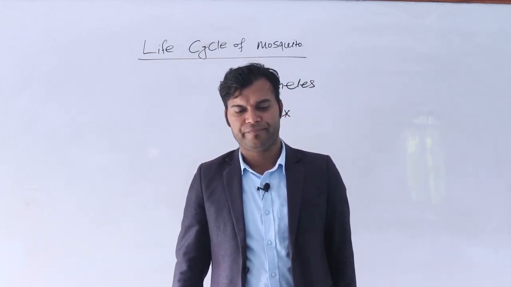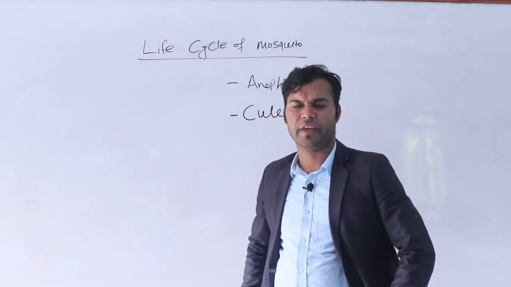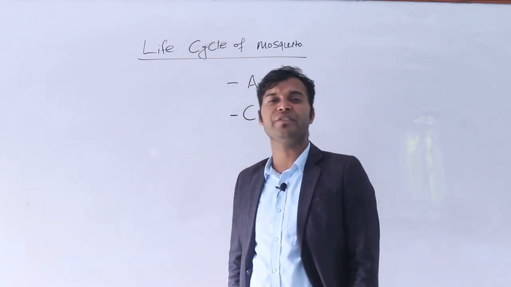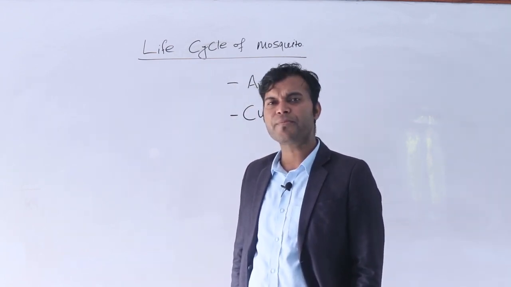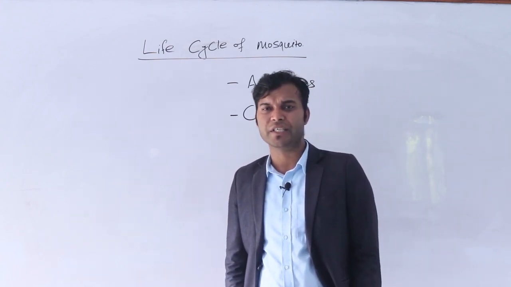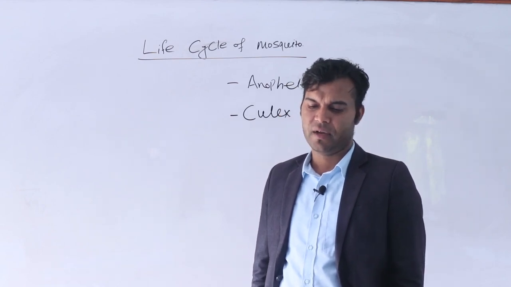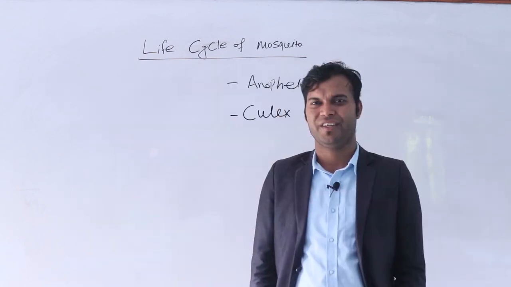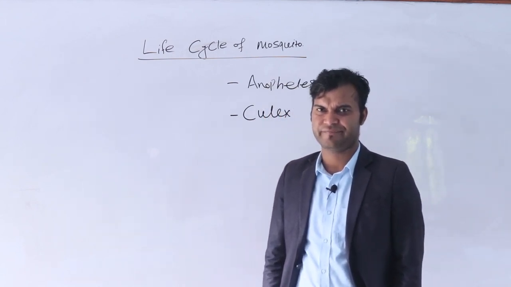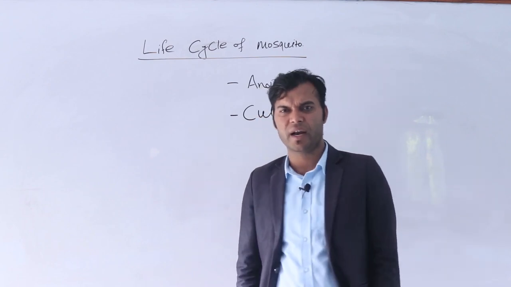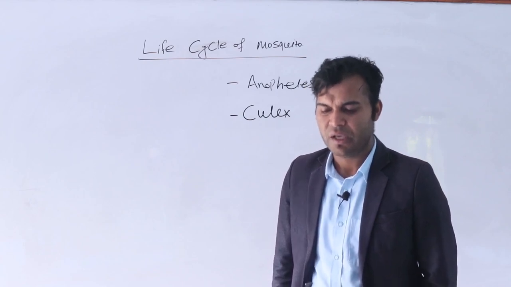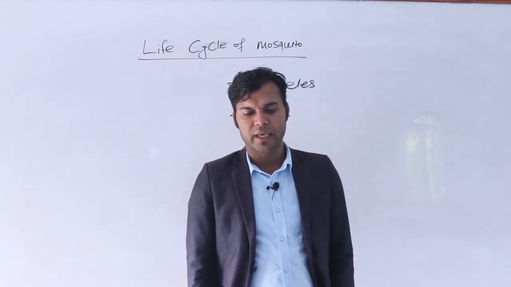The second stage is the larva. Larva is the developed form of the eggs. After the eggs mature or develop, they change into larvae. The second stage of the life cycle of a mosquito is called the larva. It swims freely in water. The larva of an insect is a very active stage.